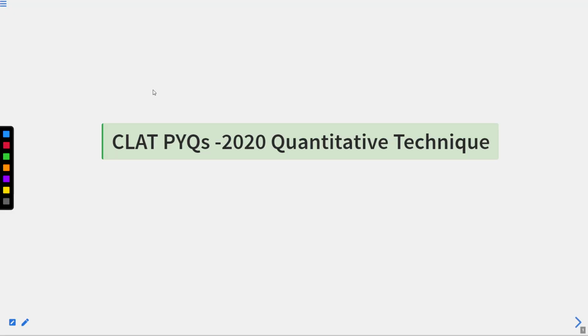Hello students, I hope that you are good, well and fine. In today's session, we will be seeing CLAT PYQs 2020 Quantitative Technique PYQs.